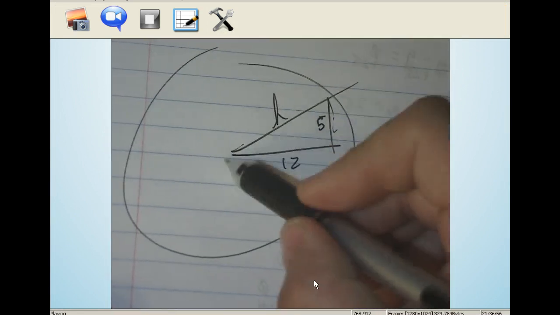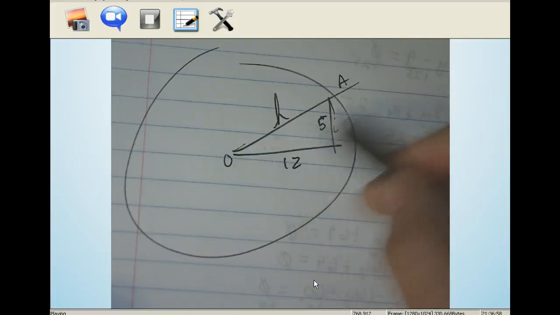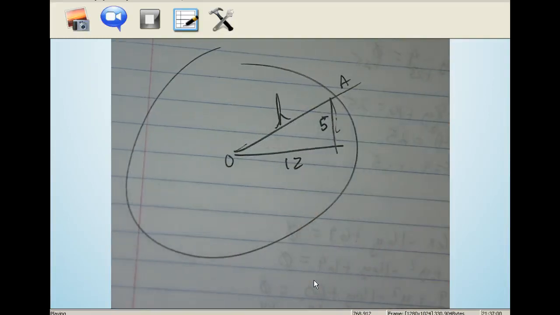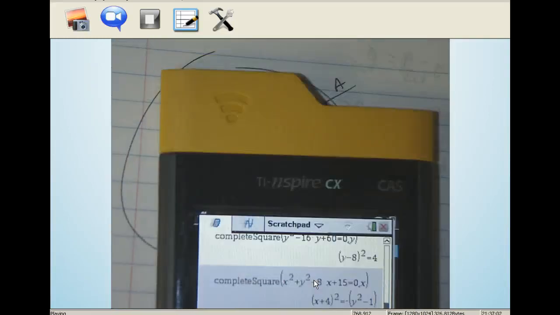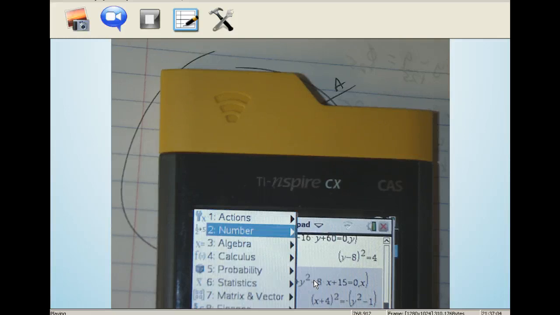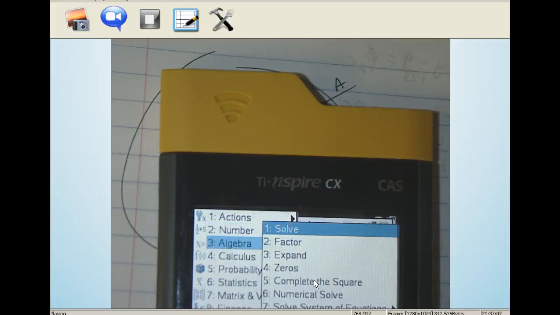That was OA, this was O, and that was A. We know that this is 5 and that's 12. Okay, so how would we do that? Well, we could do a solve command. Let's solve. We put in the Pythagorean Theorem.